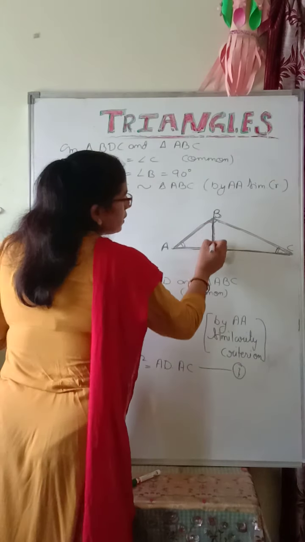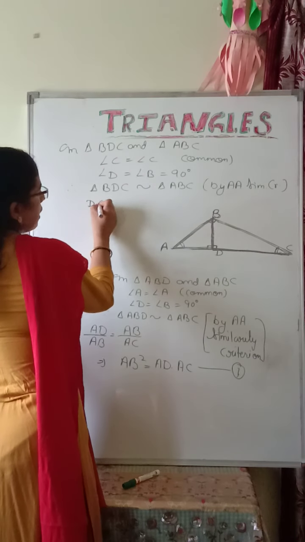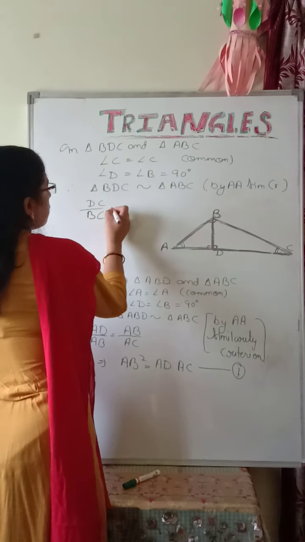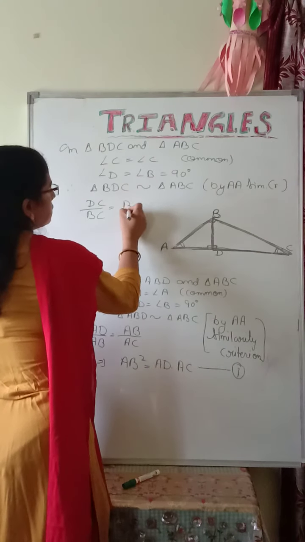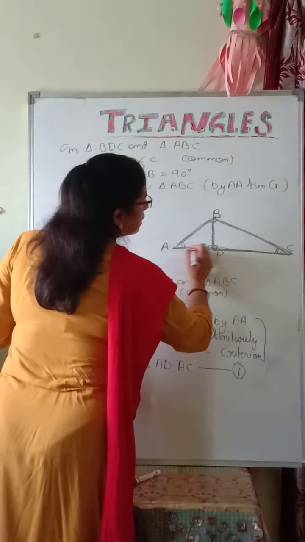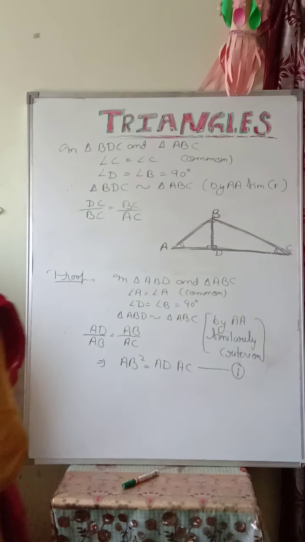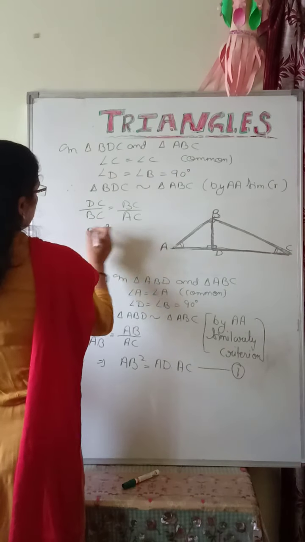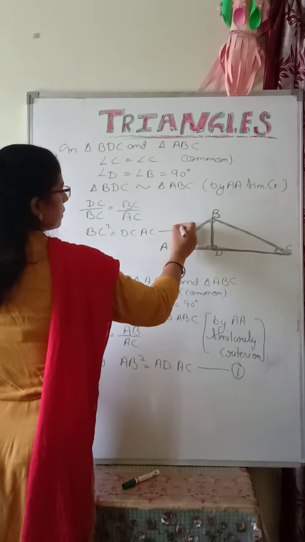That means now in this triangle we will take the perpendicular. So DC upon, what is the perpendicular of this big triangle? BC is equal to the hypotenuse of this small triangle, BC, upon the hypotenuse of this big triangle, AC. If these two triangles are similar, we get these two in the same proportion. So let us cross multiply these two. What we'll get? BC square is equal to DC into AC. This is equation number 2.